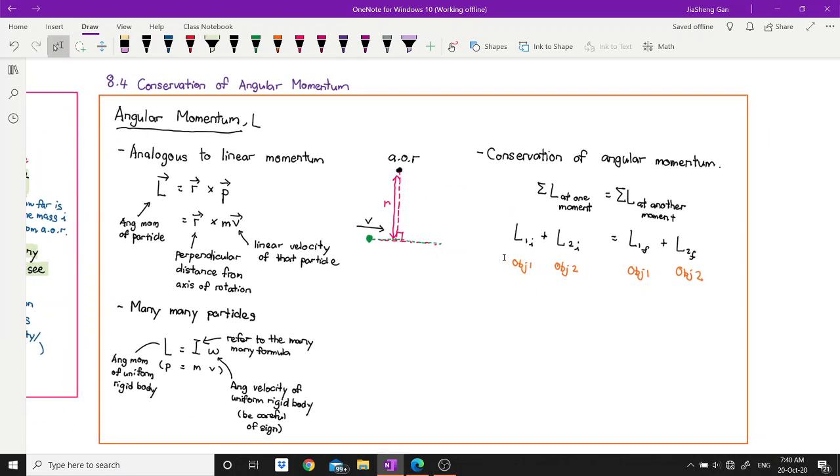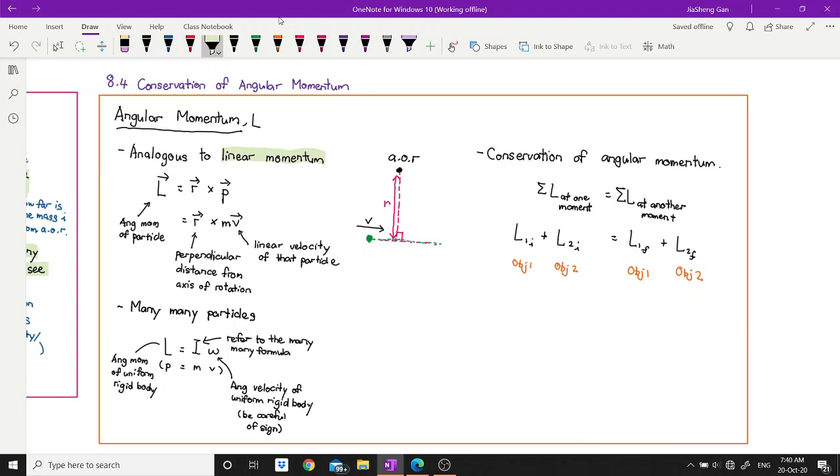Okay, conservation of angular momentum. It's a bit difficult to see how it fits into the whole picture, so I didn't really relate it to other stuff. But it's almost the same thing as chapter 3. It's analogous to linear momentum.